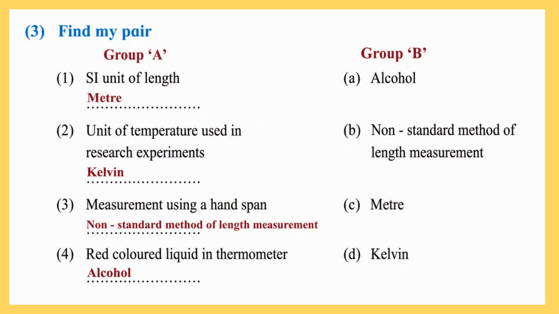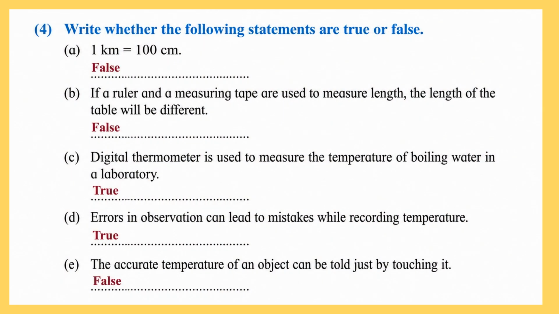In this matching exercise, the SI unit of length is the meter. The SI unit for temperature is Kelvin. Using a handspan is a non-standard method of measurement, and red-colored liquid in a thermometer is alcohol. Testing our knowledge of these statements.